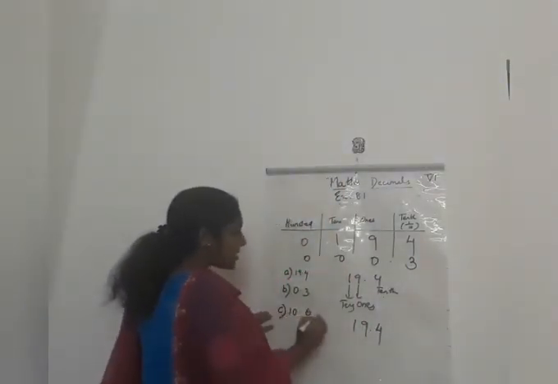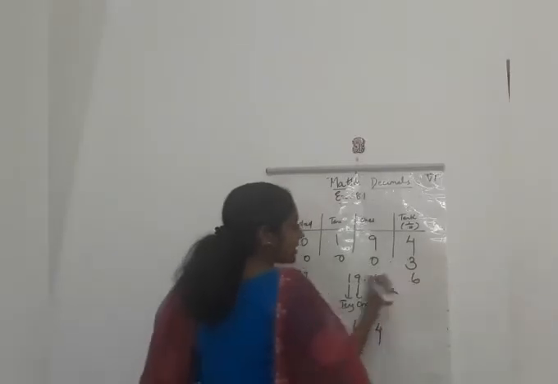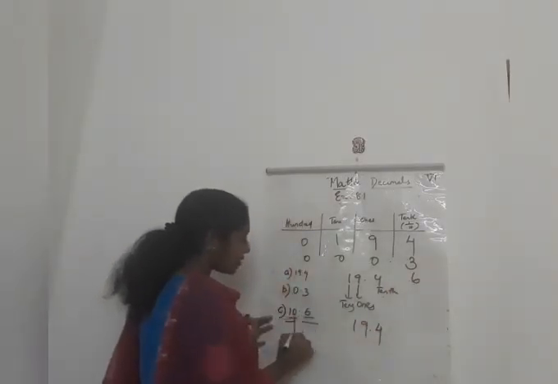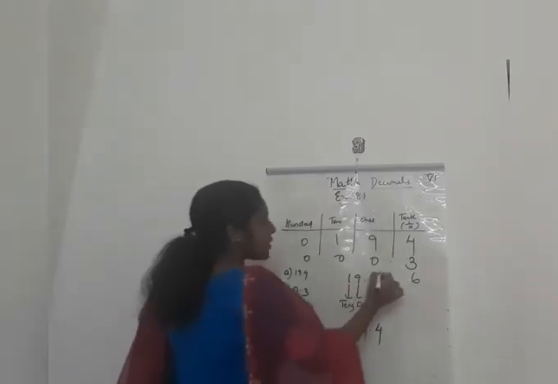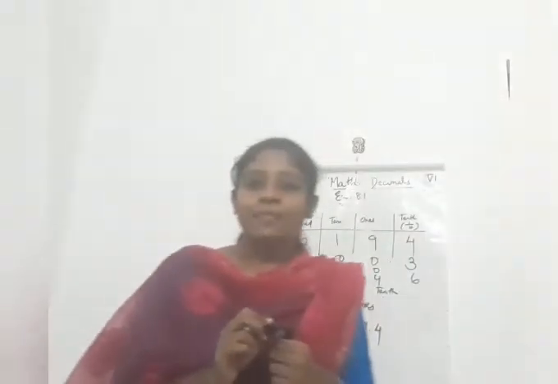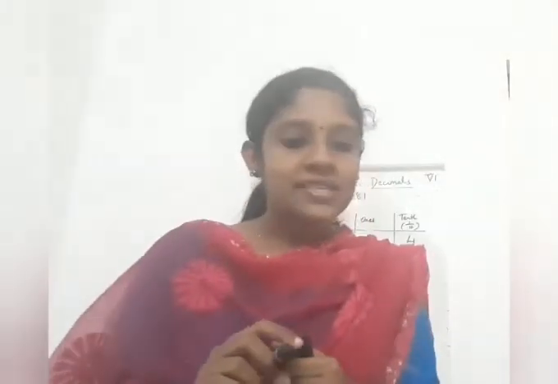10.6. So the place after the point is the tenth place. 10.6, 0 is in the ones place and 1 is in the tens place. So 0 in ones place, 1 in tens place. That is 10.6. So hope that is clear for you.